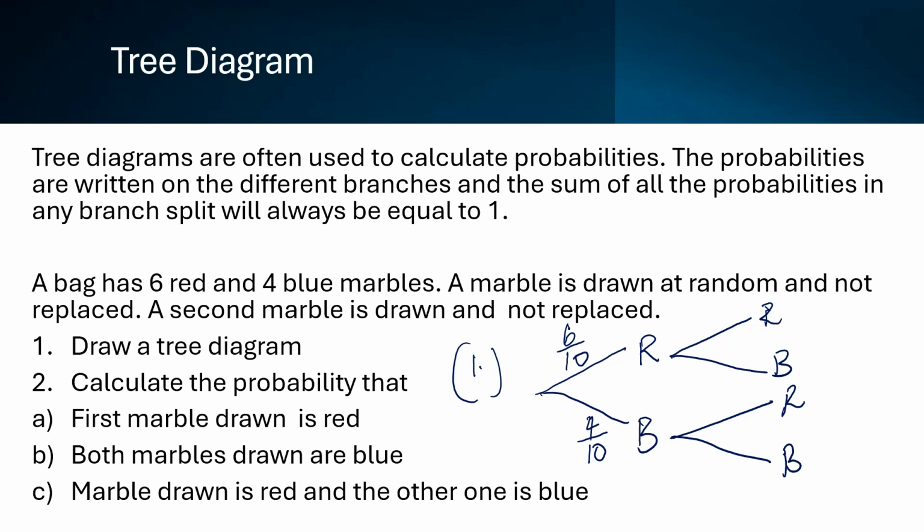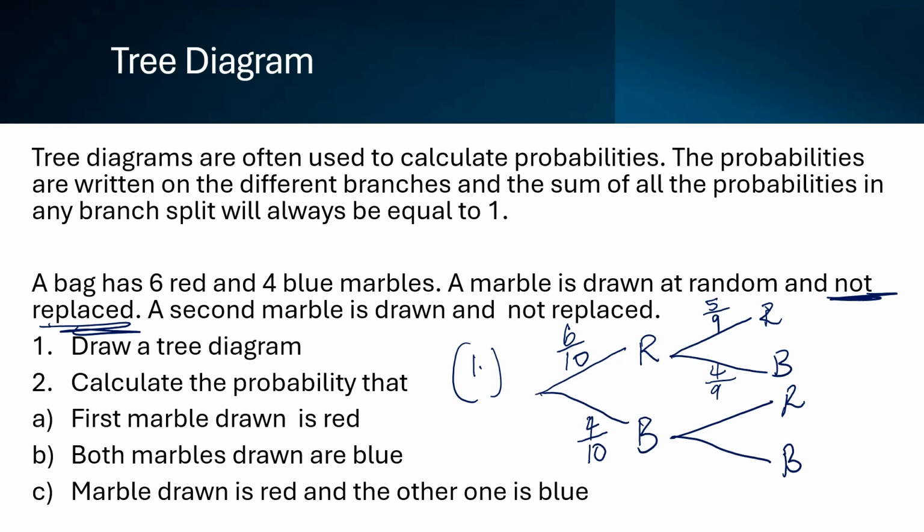Now it's important to note that there was no replacement. If they took red and did not replace it, then we're left with 5 red out of 9. So we are also decreasing the sample space. However, for the blue, because in this case we took red first, it will still remain 4 out of 9. The sample space obviously has decreased to 9.